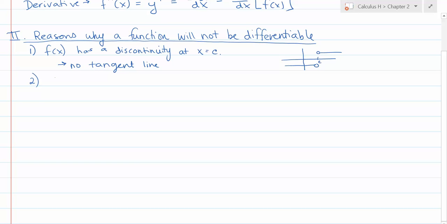Second reason, f of x has a vertical tangent line at x equals c. Okay, so if you think about that graph, oftentimes it's like x raised to the 2/5 or something like that, where as we get closer to c, it kind of looks like it'd be a vertical tangent line. So slope would be undefined.